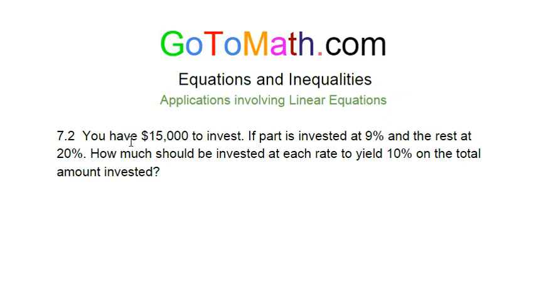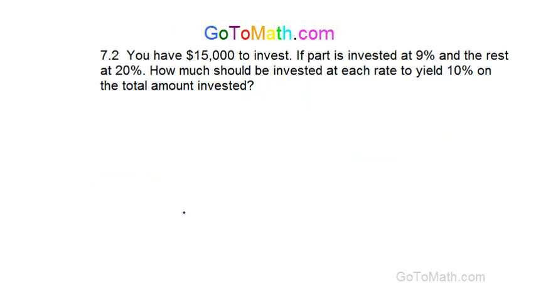Well, it's quiz time. So hopefully you looked at 7.1. Right, quiz time. You have $15,000 to invest. If part is invested at 9% and the rest at 20%, how much should be invested at each rate to yield 10% on the total amount invested? Yes, it's quiz time. So write that down. Work that out. See if you got the same thing I get. Okay? If not, I'll show you how to do that.